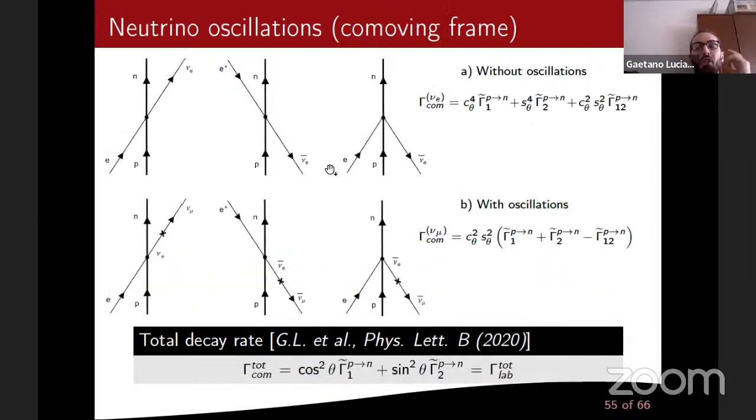This is the corresponding computation in the moving frame, in the co-accelerated frame. These are the three processes I was mentioning before, and these are the corresponding processes if you include oscillation. Again, we make this sum, we compute the total decay rate, and you can see that again, using flavor states, there is agreement between moving and laboratory decay rates.